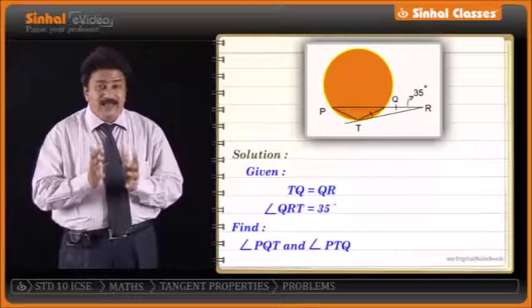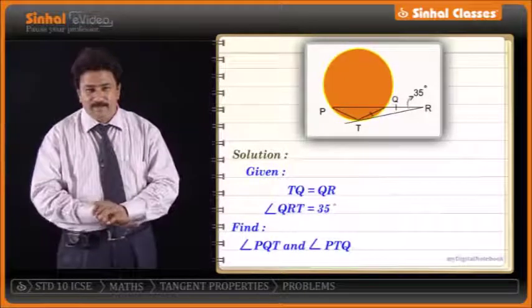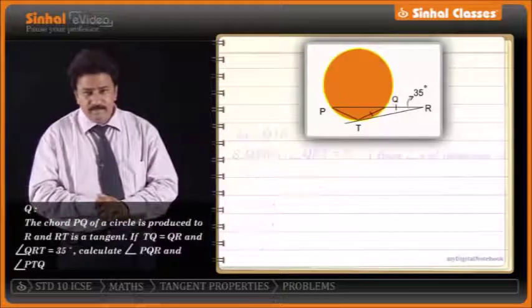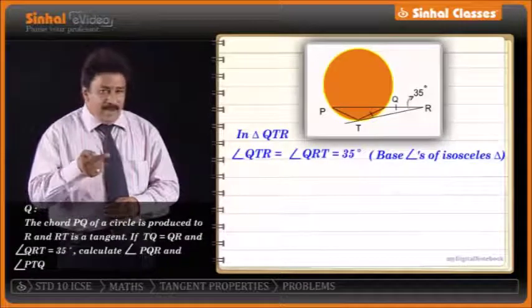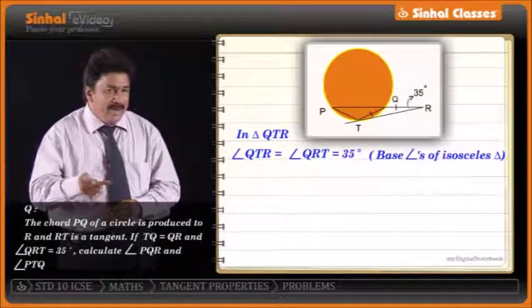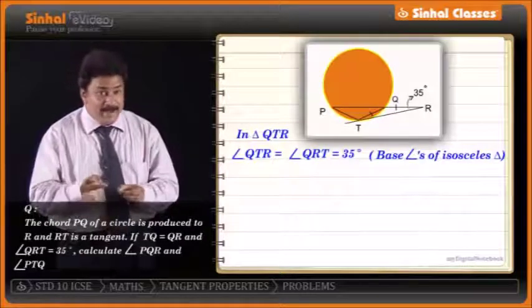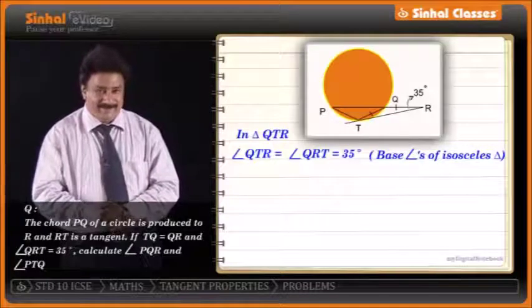First of all, when two sides are given to me equal, that's a hint for me to start the sum. I'll pick up the triangle QTR. In triangle QTR, angle QTR will be equal to angle QRT, that is nothing but 35 degree. You know why? Base angles of an isosceles triangle.